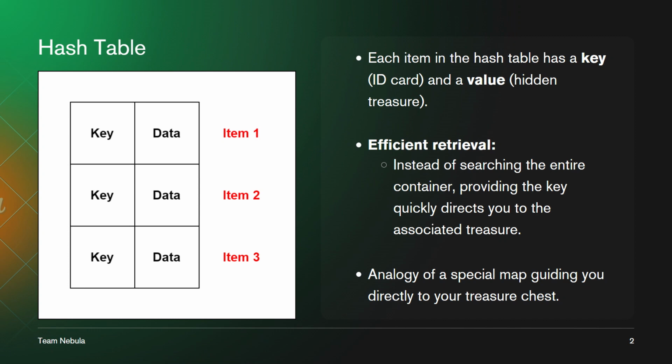So, in our magical hash table, each item has a key that's like its ID card and a value that's like its hidden treasure. And the beauty of this is that when you want to find that treasure later, you don't need to search the whole container. You just tell the table the key and it quickly gives you the treasure associated with it. It's like having a special map that takes you straight to your treasure chest.